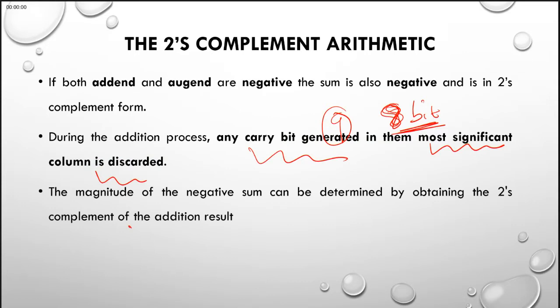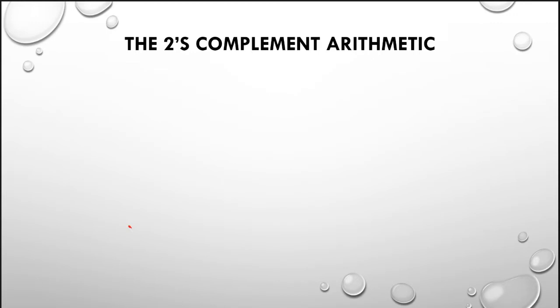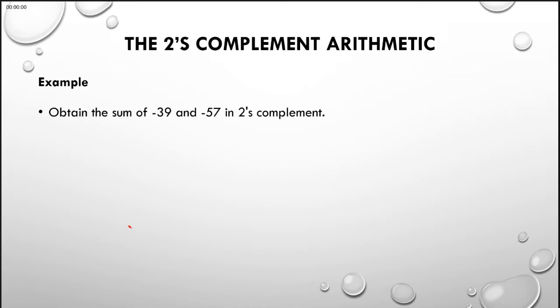The magnitude of the negative sum can be determined by obtaining the 2's complement of the addition result, and the best way to understand that is by an example. In this example, we are going to do the summation of two negative numbers. We want to obtain the sum of minus 39 and minus 57 using the 2's complement notation.